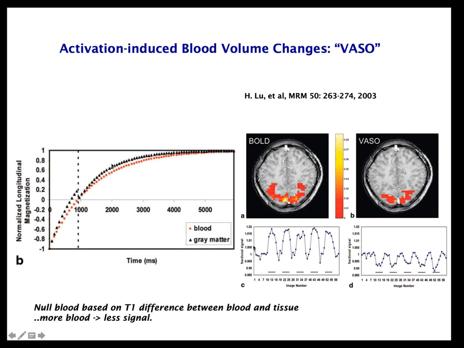And so the idea is then if you have an increase in blood volume with activation, you have more of a null signal, and the signal goes down, as we see here. So this is BOLD right here, and you can see that VASO shows this negative signal change right here, and that they map out to similar areas. So when this came out, I thought, okay, great, but it's probably big vessels that are expanding. It's no big deal. It's okay, but it's not great.